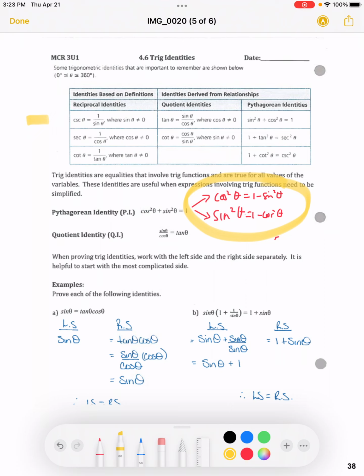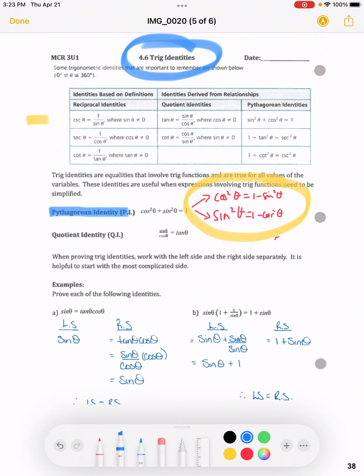So what we're doing here is looking at what we call trig identities. We're looking at things that are equal, and we use some rules, what we call identities about trig relationships, to show that they're equal. So these are the main identities here.